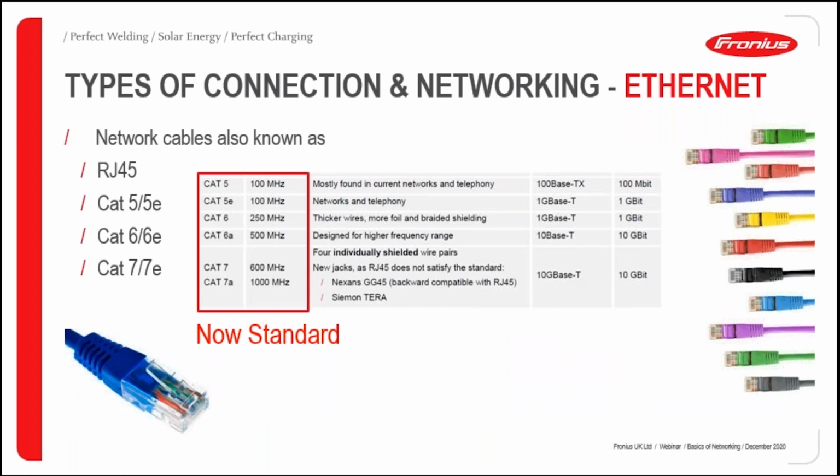So we'll just take a quick look at the types of Ethernet connections. Network cables are known as RJ45, RJ literally just meaning registered jack. The most common types you can see here are the Cat5 all the way up to Cat7. The Cat5 are the older ones, most commonly found in networks and telephony, but they are starting to be outdated now as the transfer rate is quite low, only up to around 100 megabytes. Compare that with the newest Cat7Es, which move up to 1,000 megahertz frequencies and can have up to 10 gigabyte transfer speeds.